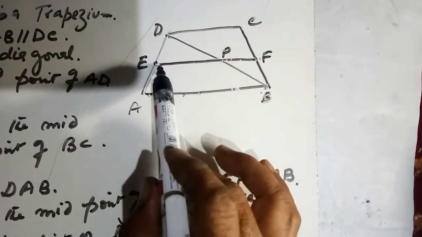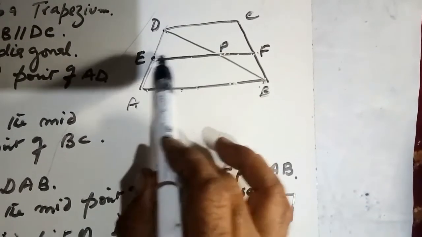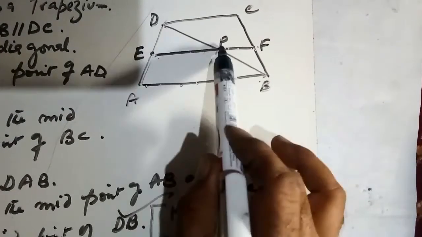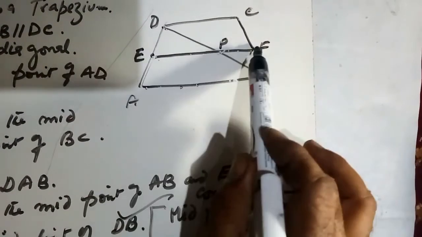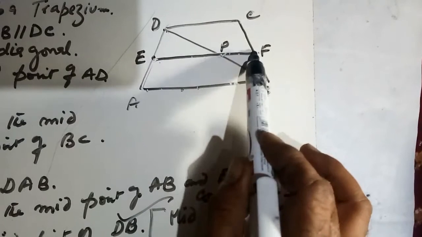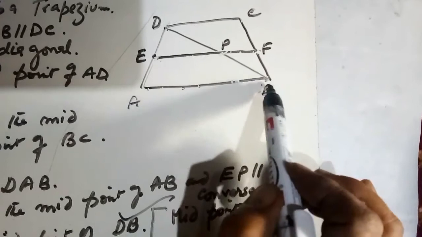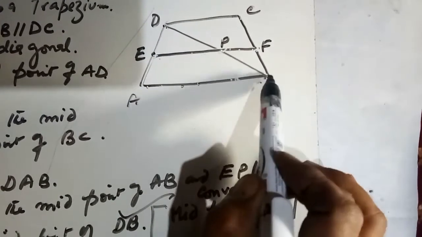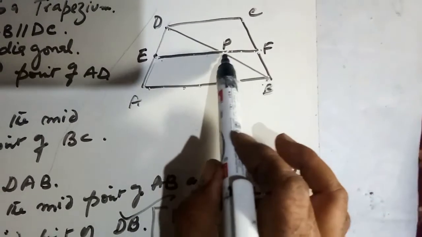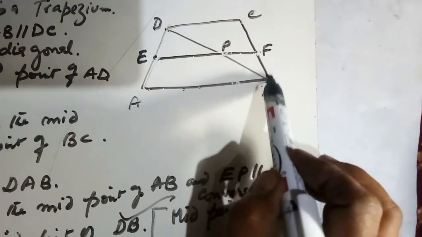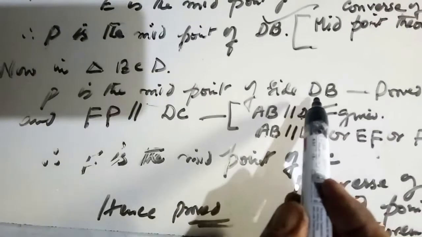So we can say that PF, or EP, is part of line EF, so we can say that PF is parallel to DC line, and P is the midpoint of line BD. So as per the converse midpoint theorem, F should be the midpoint on line BC. So in triangle BCD, P is the midpoint of side DB.